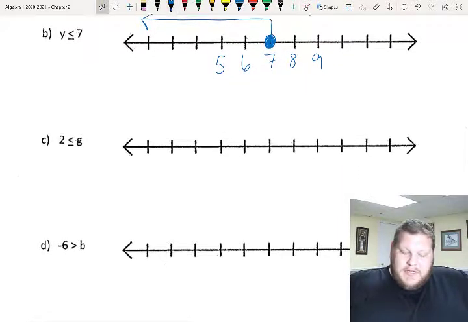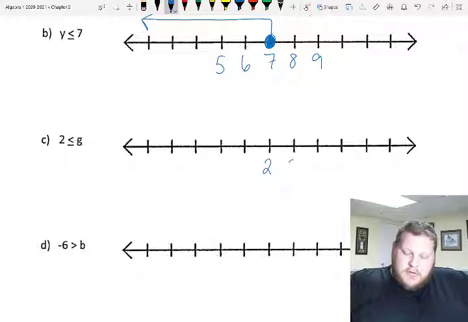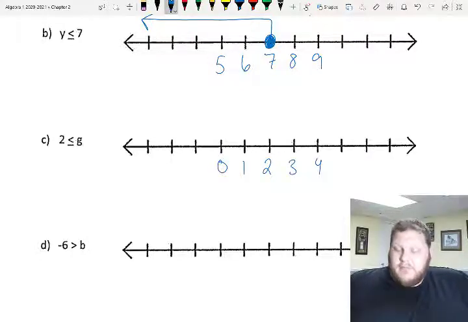Parts C and D are a little tricky just because you have to be careful because of the order that they're written in. 2 is still my boundary, so I'm still going to start with 2 here. 3, 4, 1, 0 would be my middle 5. This boundary still happens at 2, and it is still a closed circle because you are dealing with or equal to. But which direction it goes, you have to be careful with.